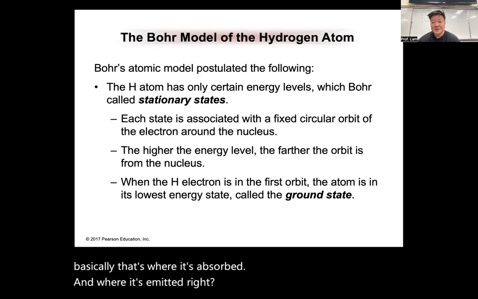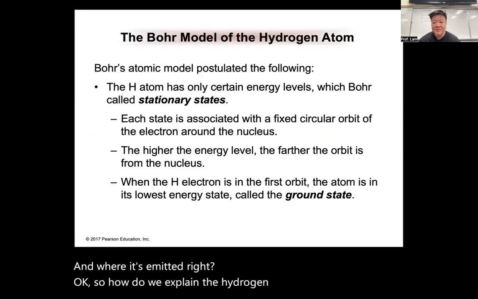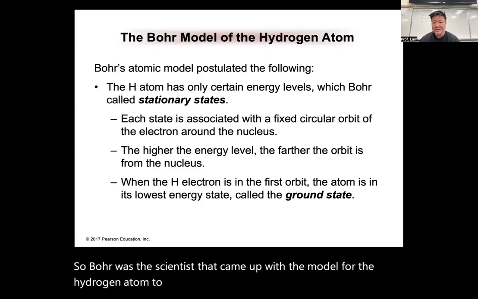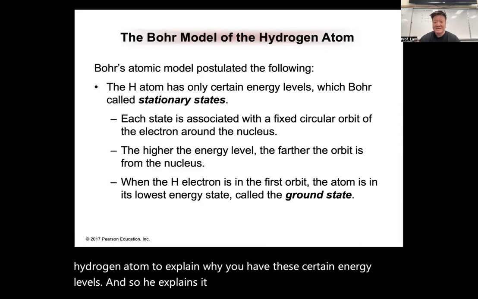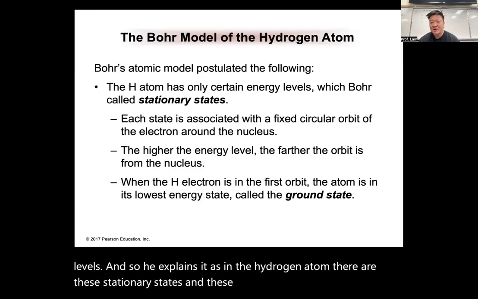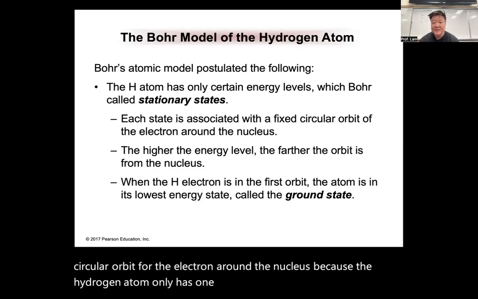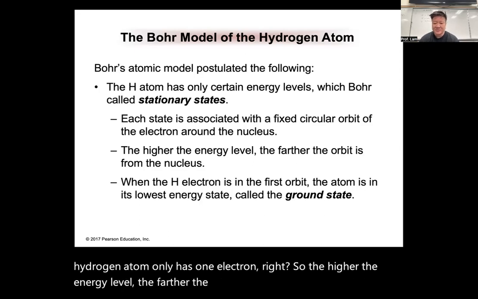Okay, so how do we explain the hydrogen atom spectrum? Bohr was the scientist that came up with the model for the hydrogen atom to explain why you have these certain energy levels. He explains it as in the hydrogen atom, there are these stationary states. These stationary states are like fixed circular orbits for the electron around the nucleus, because the hydrogen atom only has one electron, right? So the higher the energy level, the farther the orbit is from the nucleus.